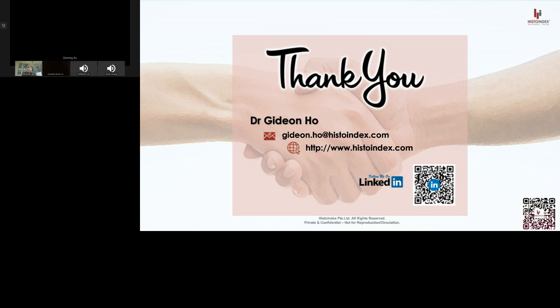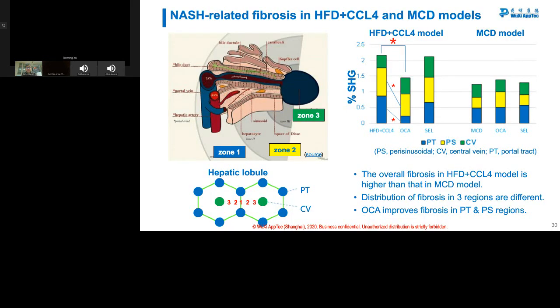In fact, we set up a collaboration with HistoIndex a while back, and we are trying to use HistoIndex technology to see how we quantify histopathology, particularly the fibrosis. Unlike the other digital or quantitative histopathology tools, it comes with the package, the scanner, for example. The HistoIndex technology not only quantifies fibrosis and other features, but also localizes these features in different regions of the liver, at the microstructure level.